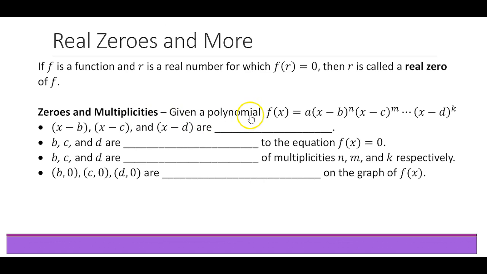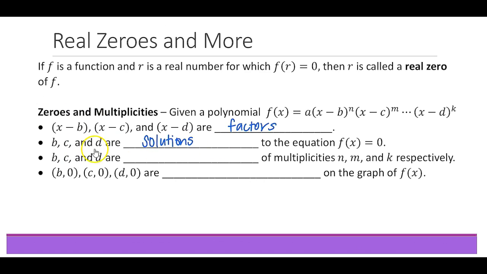So let's say we're given a polynomial, f of x equals a times the quantity x minus b to the n times the quantity x minus c to the m times the quantity x minus d to the k. Here this is a polynomial, but not in standard form. Well, since it's factored, x minus b, x minus c, and x minus d are all called factors of f of x. And therefore b, c, and d are solutions to the equation f of x equals 0.